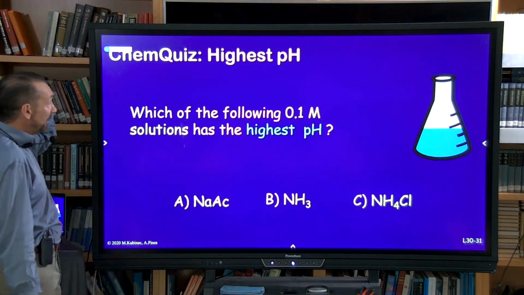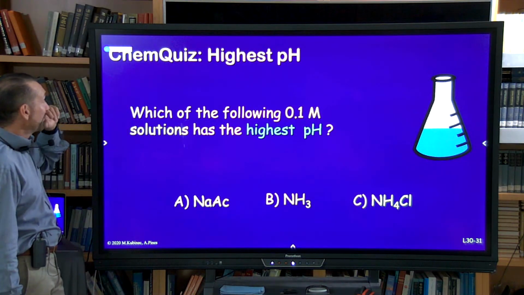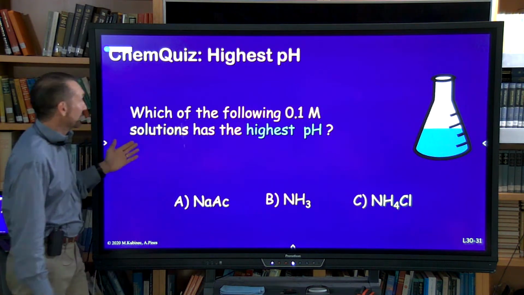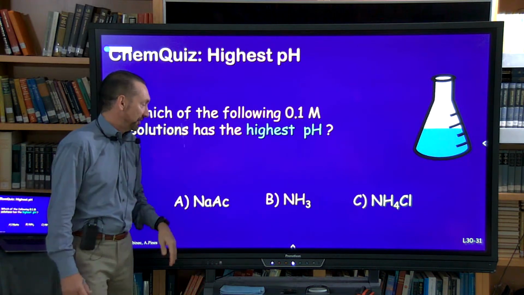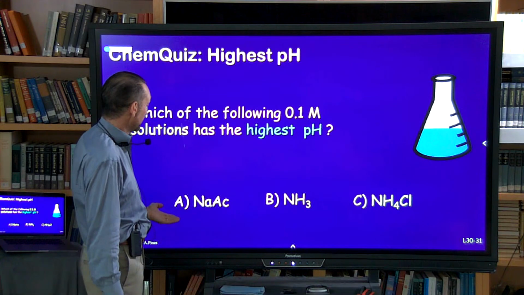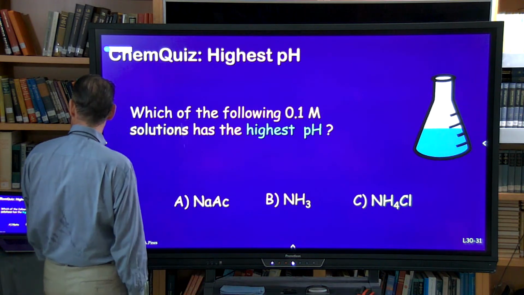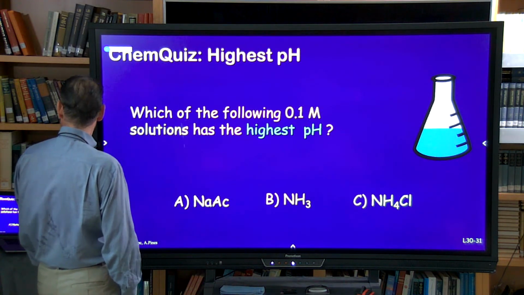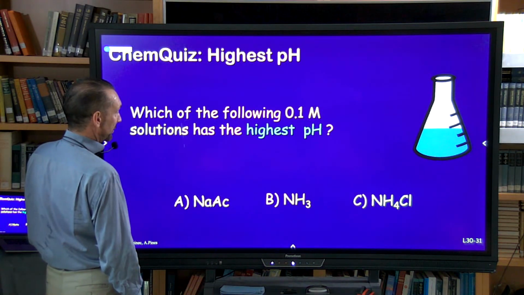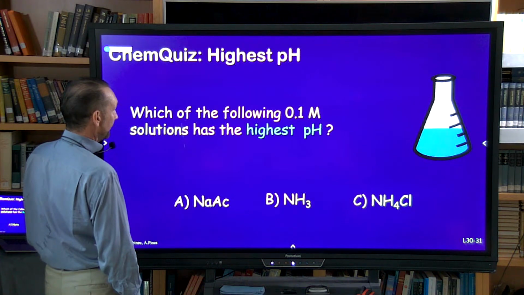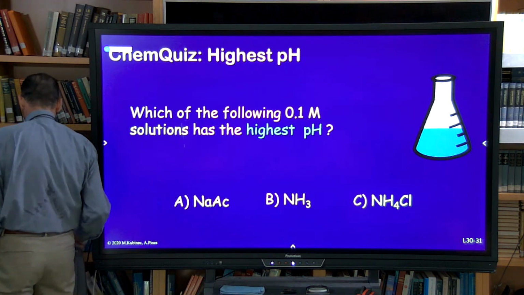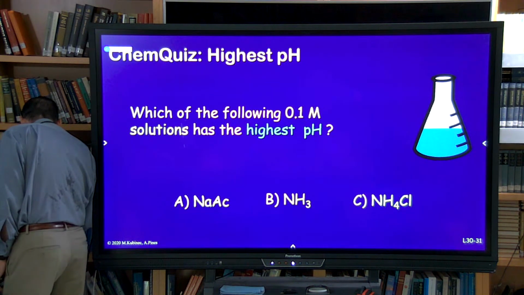Let's just talk through this. Which of the following 0.1 molar solutions has the highest pH? So now we're going to put these things in solution. Oops, this is coming a little early. I think there's a slide out of order here. Stand by. Where are we? Why do I see that?